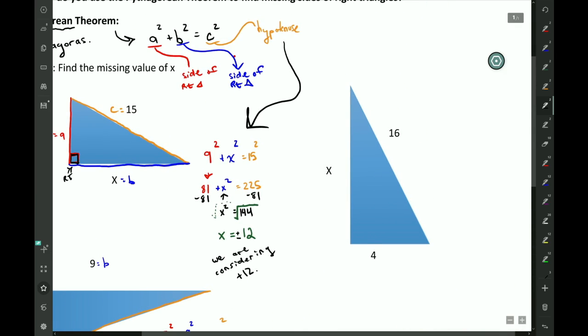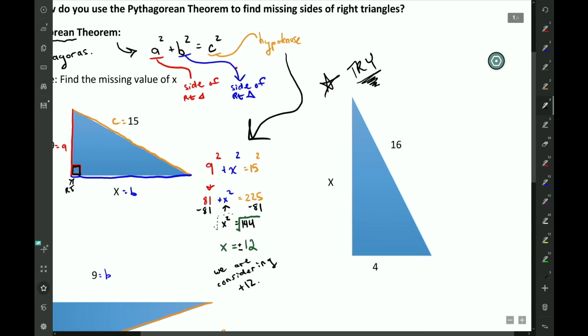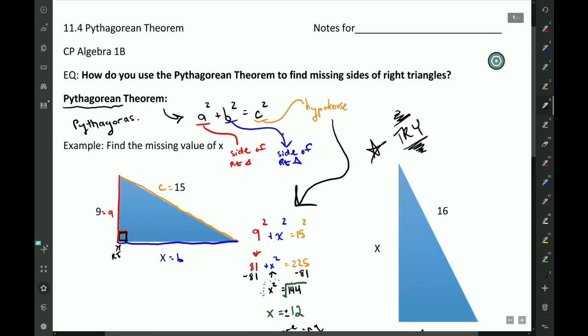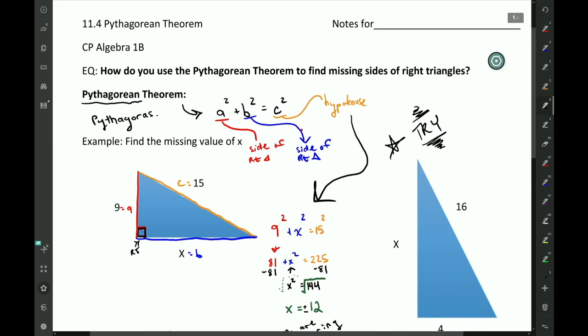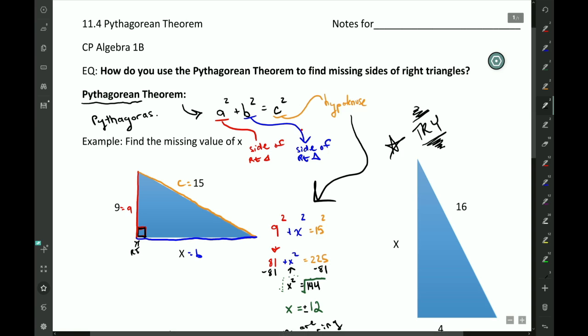What I'd like you to do is try out this problem. Okay, A squared plus B squared equals C squared. And try it out. Bring your work to class for it. Show me it. And also make sure you go on the Google Classroom's website. And the essential question is, how do you use the Pythagorean Theorem to find missing sides of right triangles? I would like you to answer this on Google Classrooms.